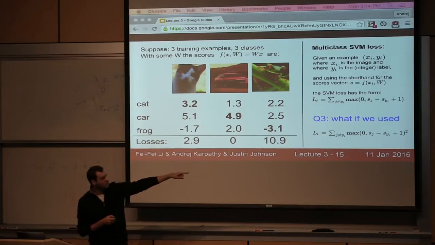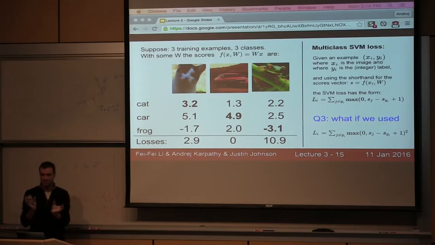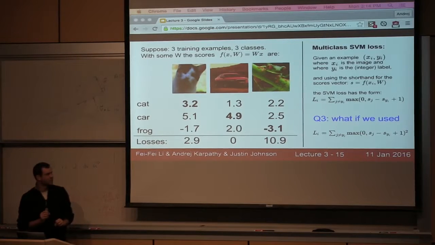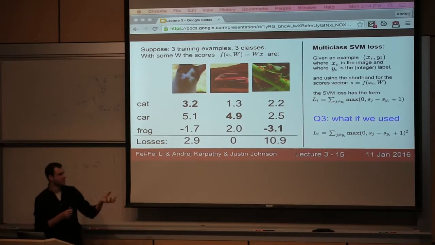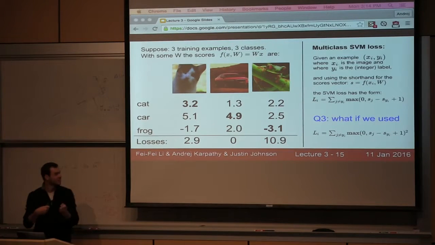Okay, next question. What if we instead used not the formulation over there, but a very similar looking formulation, but there's an additional square at the end? So we're taking the difference between scores plus 1, this margin, and then we're squaring that. Do we obtain the same or different loss? When you think, do we obtain the same or different loss in the sense that if you were to optimize this and find the best W, do we get the same result?